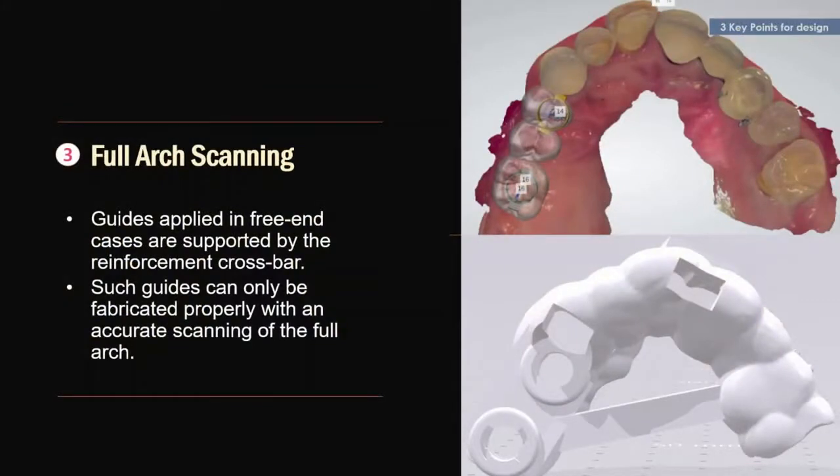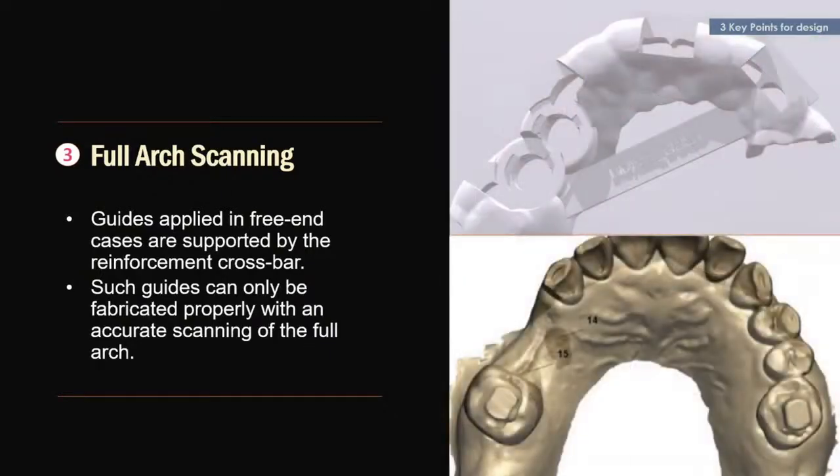In the free end cases or multiple implant placement cases, the full arch must be accurately scanned, as well as adding reinforcement bars for stable and accurate guide surgery. This is a case scanned using a marker. It is not a free end case, but it is a case that produced an accurate guide by scanning the full arch.